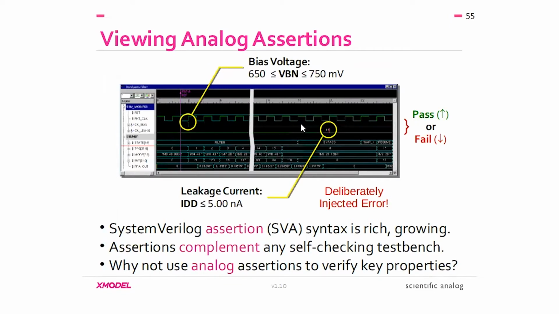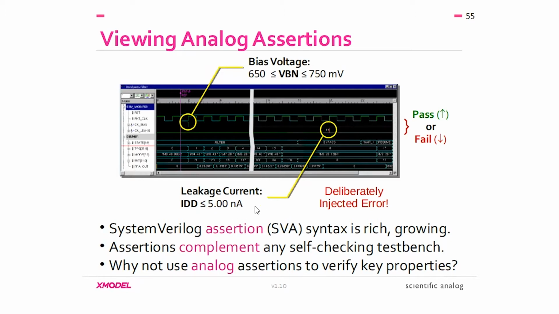In this simulation run, we're asserting that the bias voltage VBN reaches its nominal level of 700 millivolts, plus or minus 50, at an appropriate time. We can check that here just after the active high reset has deasserted, or we could check it here after the DUT has recovered from power down and is resuming normal filtering operation.